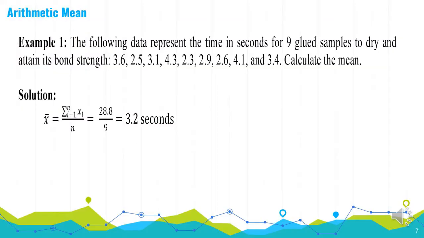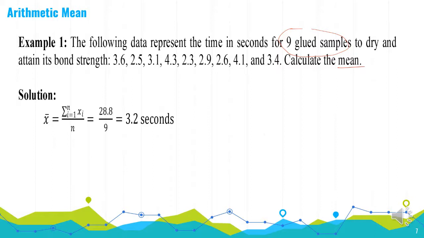Alright, so dito, let's have an example. The following data represent the time in seconds for 9 glued samples to dry and attain its bond strength. So, pinapakalculate natin yung mean natin, kung ilang seconds magdidikit yung mga objects na ginamitan natin ng glue. Kumbaga gusto nating ma-test kung yung glue ba na yun ay mabilis magdikit or hindi.